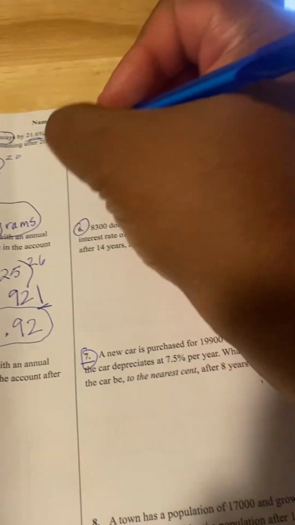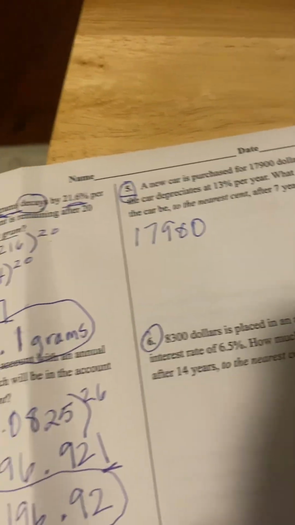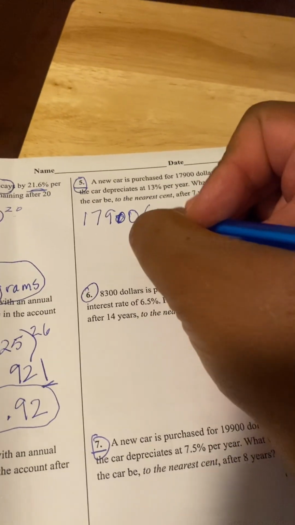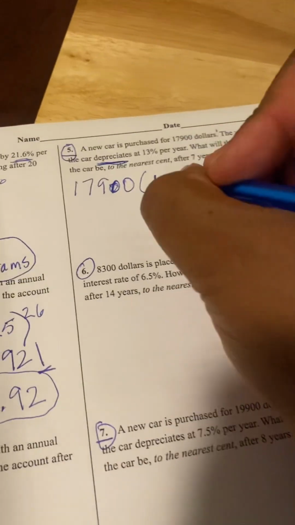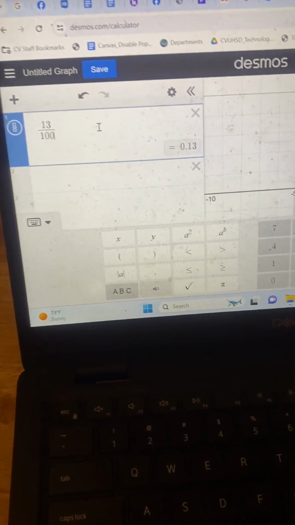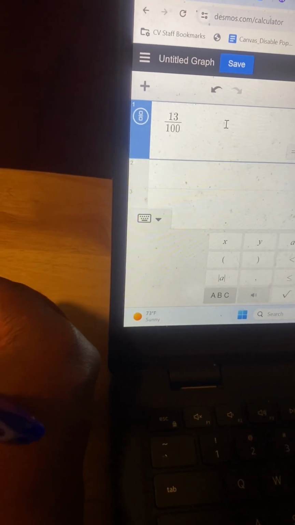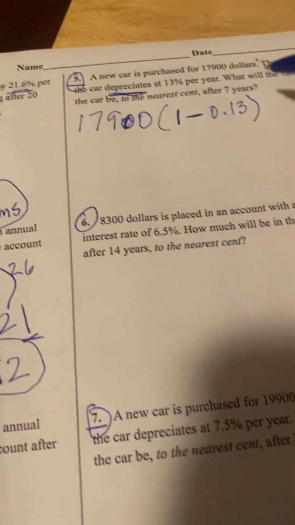So the first thing you do is write down 17,900, like so. I didn't write that as neat as I wanted to. All right, open the parentheses. We always use 1, but now it says that the car depreciates, so we're going to subtract 13%. We change it to a decimal, like so: 13 divided by 100, and that gives us 0.13.